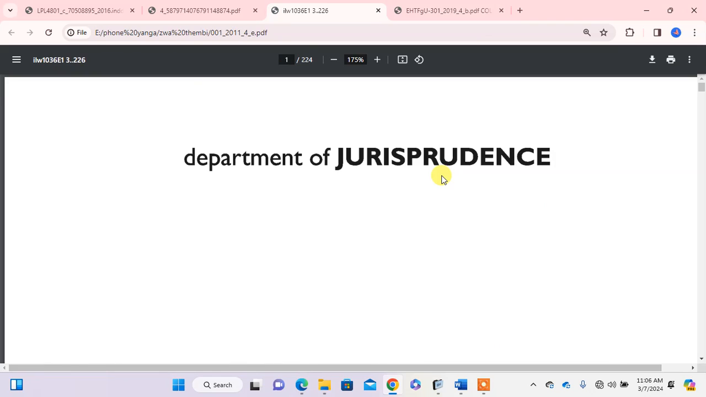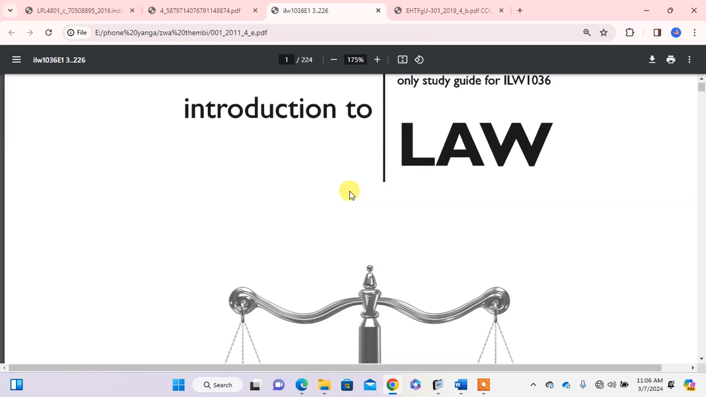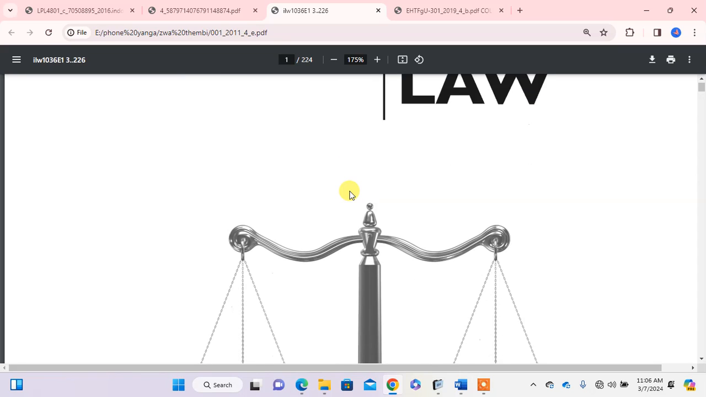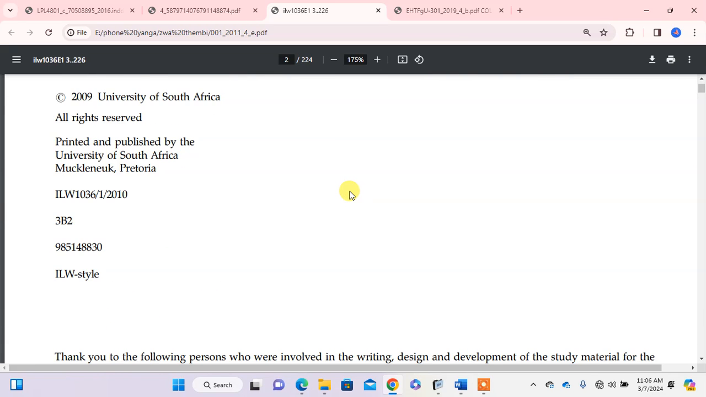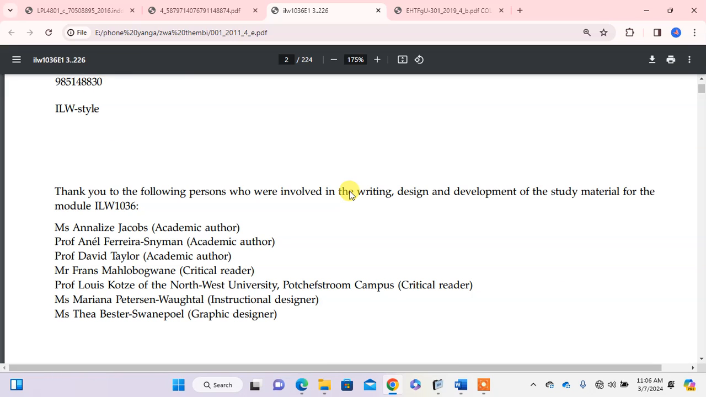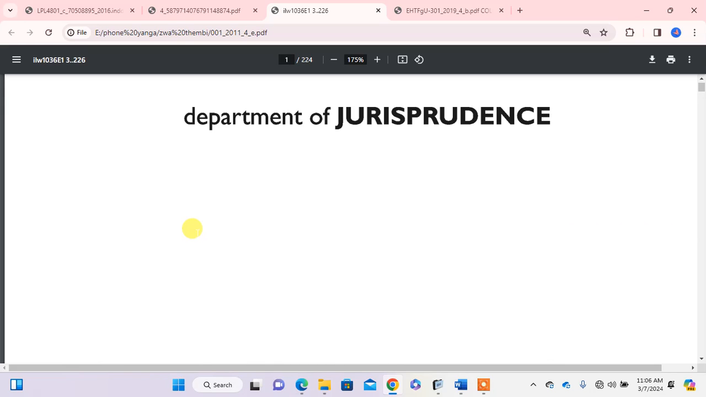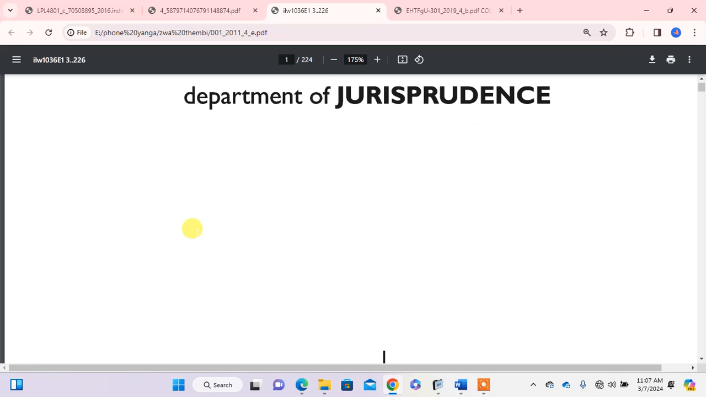Here we have the Department of Jurisprudence, and then we have the only study guide for ILW, Introduction to Law, from the University of Pretoria. Then we can see the publications. You can see some of the people who have written it, and all the authors, with Miss Annalise Jacobs. And then we can see some of the people here. Then let's try to reference this study guide based on the instructions that we were reading. Department of Jurisprudence. Okay, let's try.